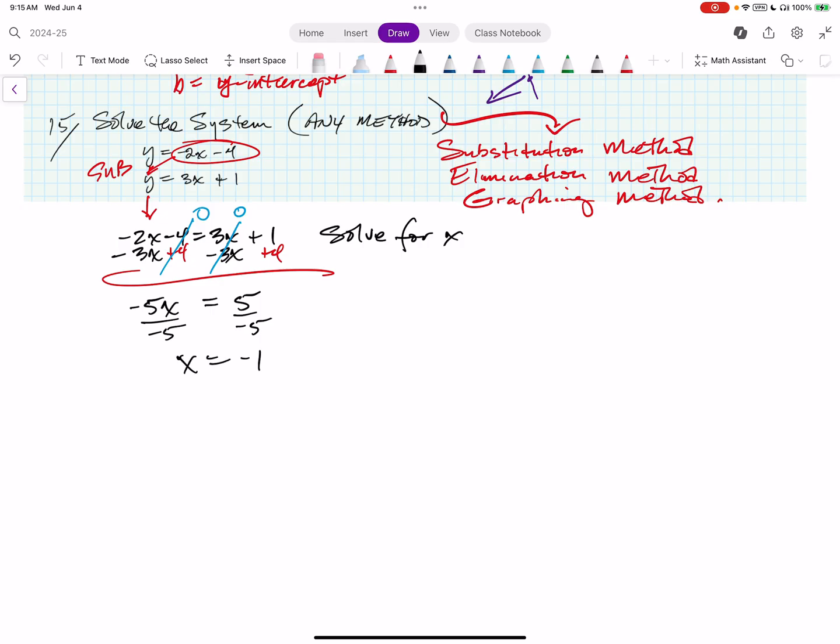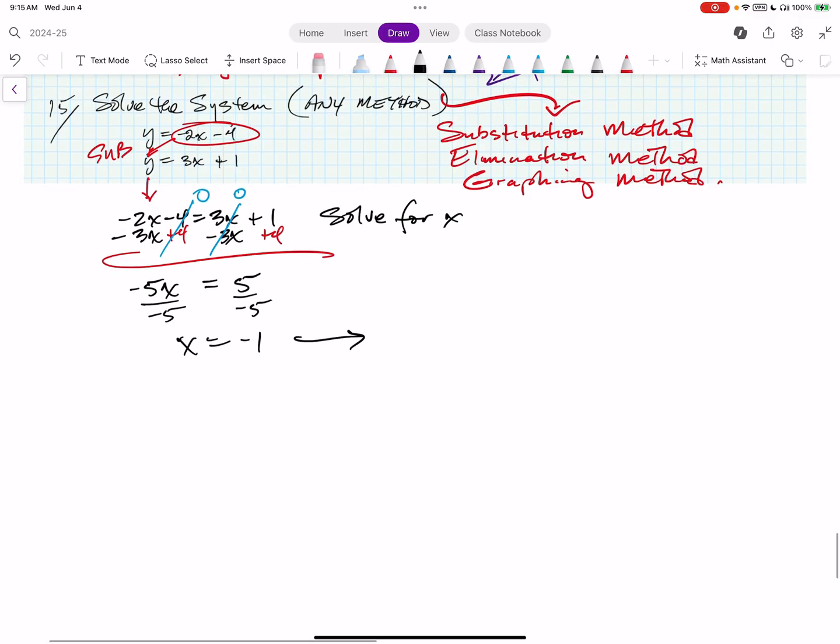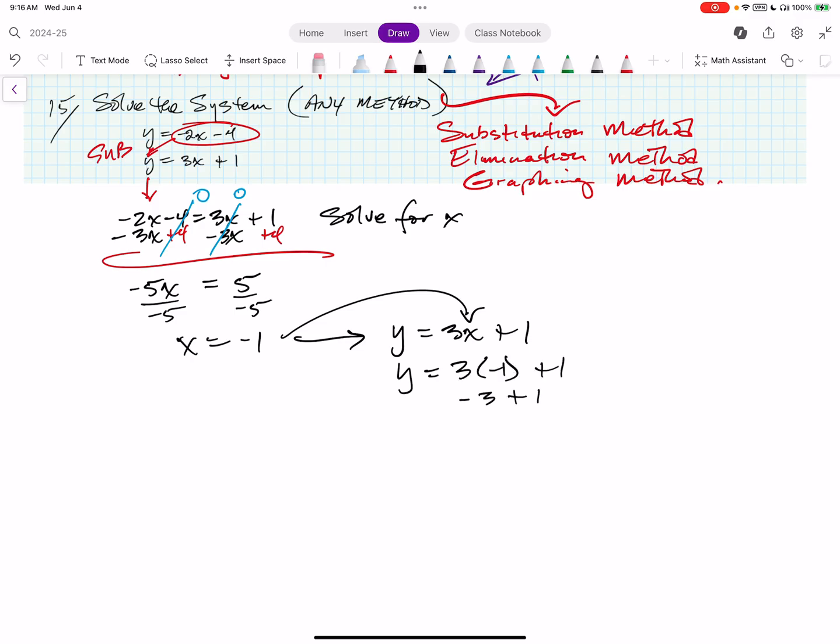All right, and then you have to solve for y. So pick an equation. I picked the second one, that's easier. So y is 3x plus 1. Substitute this in. So y is equal to 3 times negative 1 plus 1. That's negative 3 plus 1. So y is equal to negative 2. So your solution is negative 1 comma negative 2.